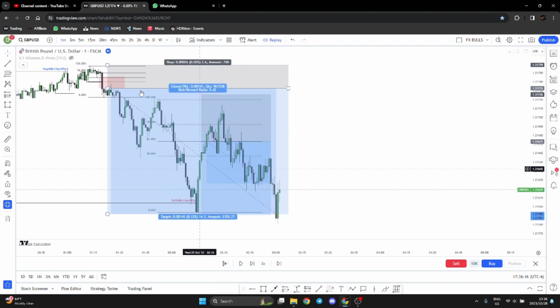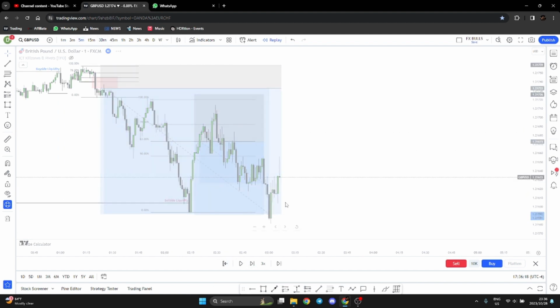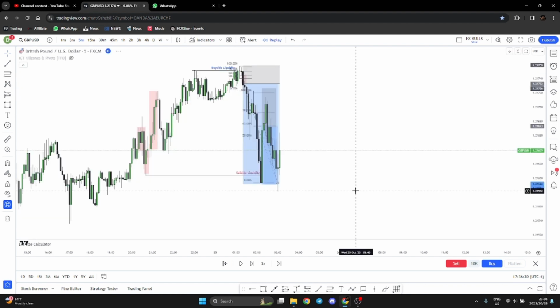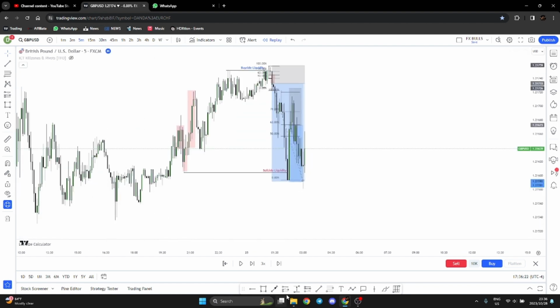Okay, let's see how far price would continue downwards. Maybe it comes down to grab these relatively equal lows.